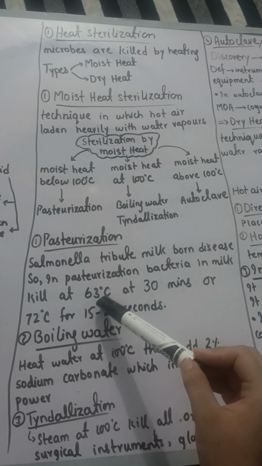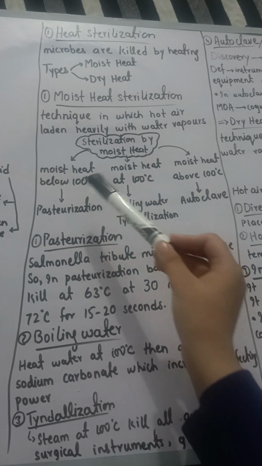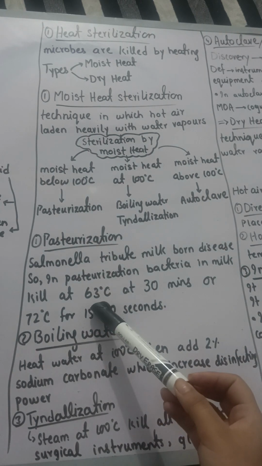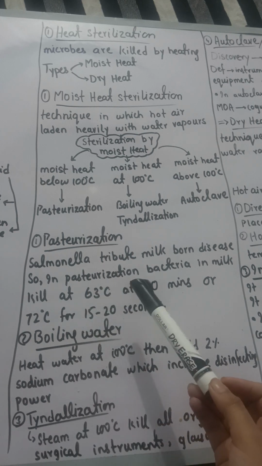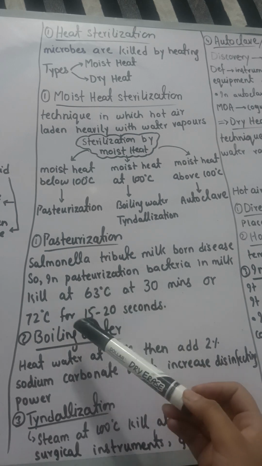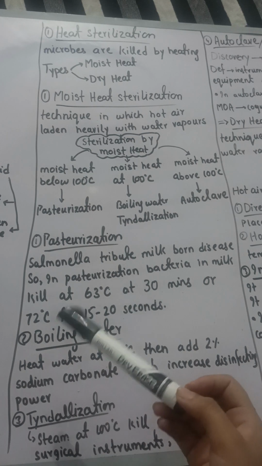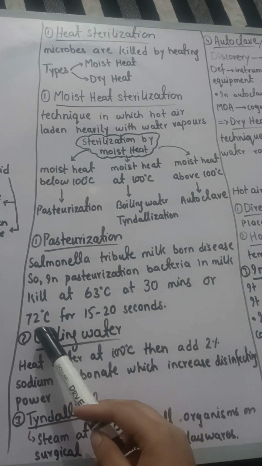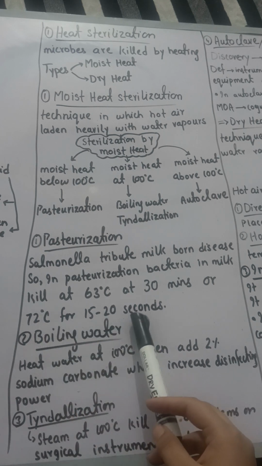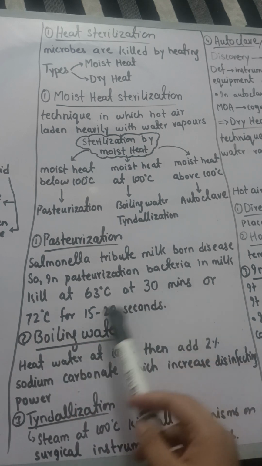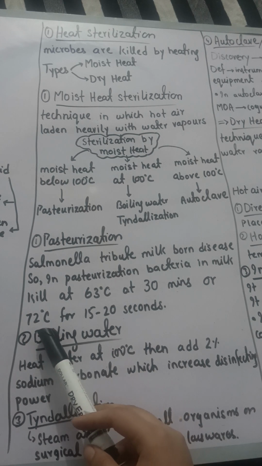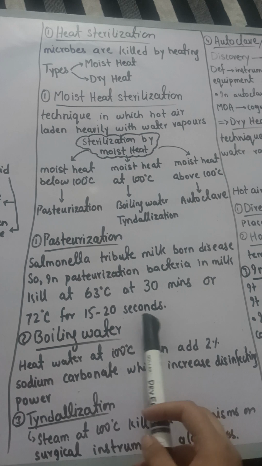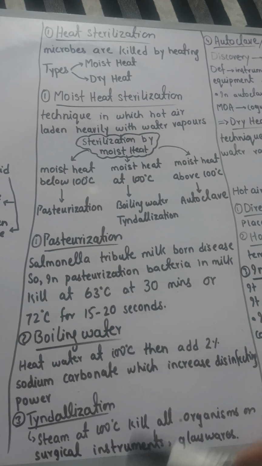You know that the temperature is below 100, and we have said moist heat below 100. So at 63 degrees this bacterium will break down or be killed, and then this milk is purified and ready to drink. The other method is that you increase the temperature but decrease the time. The first was for 30 minutes. Now increasing the temperature to 72, you need only 15 to 20 seconds, and after that your milk is ready to go.